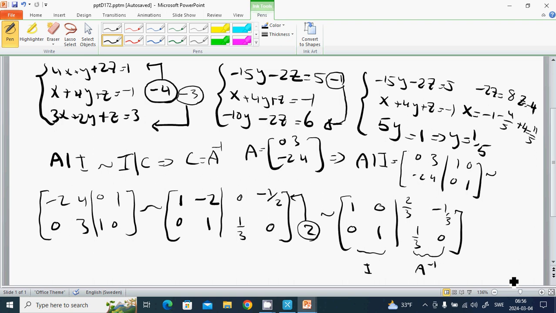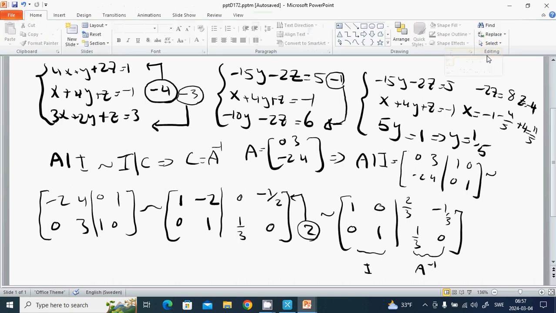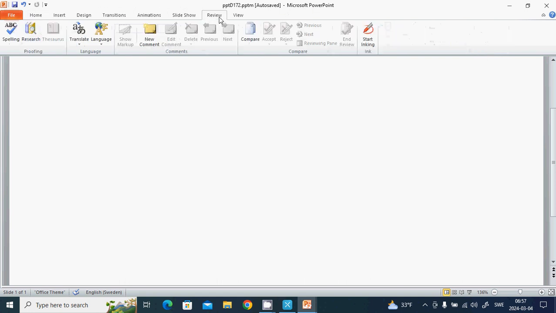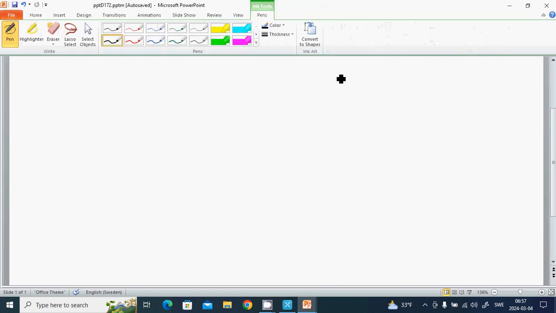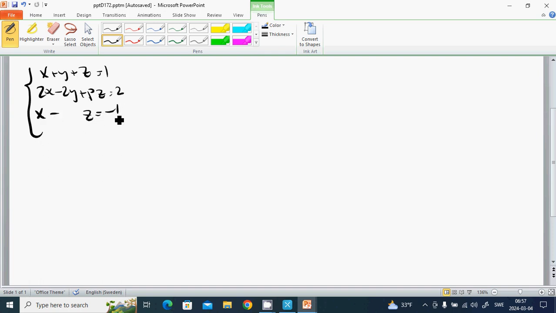The example that we have has infinite solutions, and this is how we can have it. Then we have x plus y plus z equals 1, 2x minus 2y plus pz equals 2, x minus z minus 1, p plus 2, x plus y plus 4z equals p.